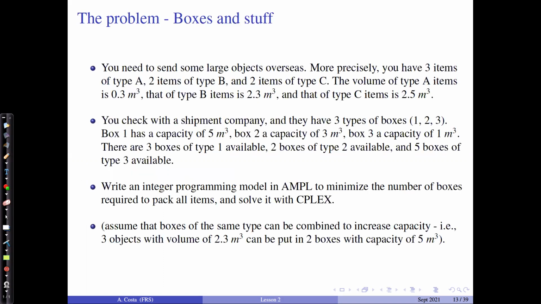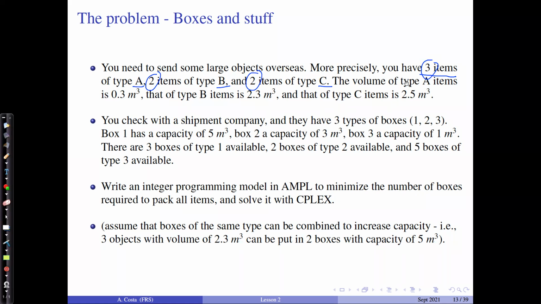Okay, so the problem we are working together today is a kind of assignment problem. We have some items and we want to assign them to boxes. We have 3 types of items, let's say A, B, and C. For type A we have 3, for type B we have 2, and for type C we have 2. So imagine these are the items that you have to send. Maybe you have to put them into boxes because you want to ship somewhere.